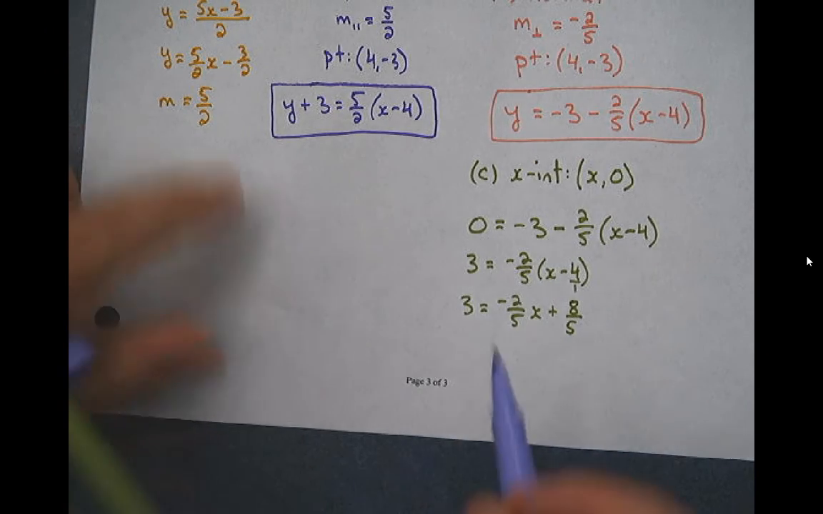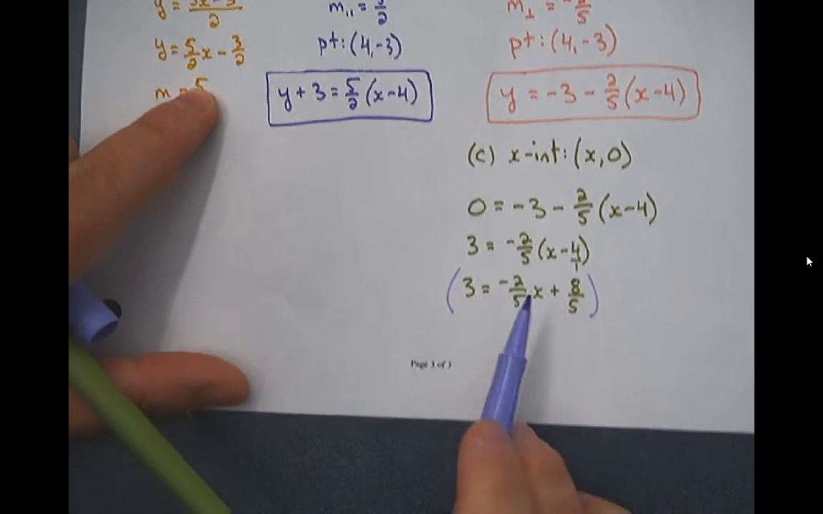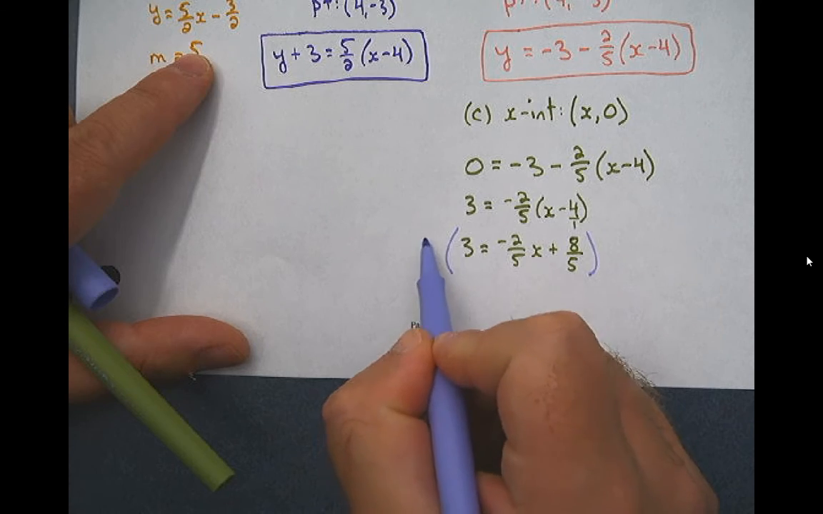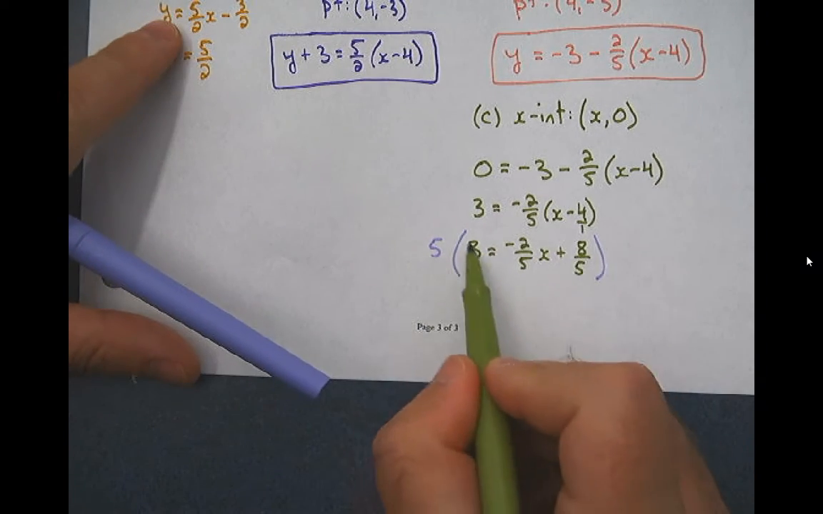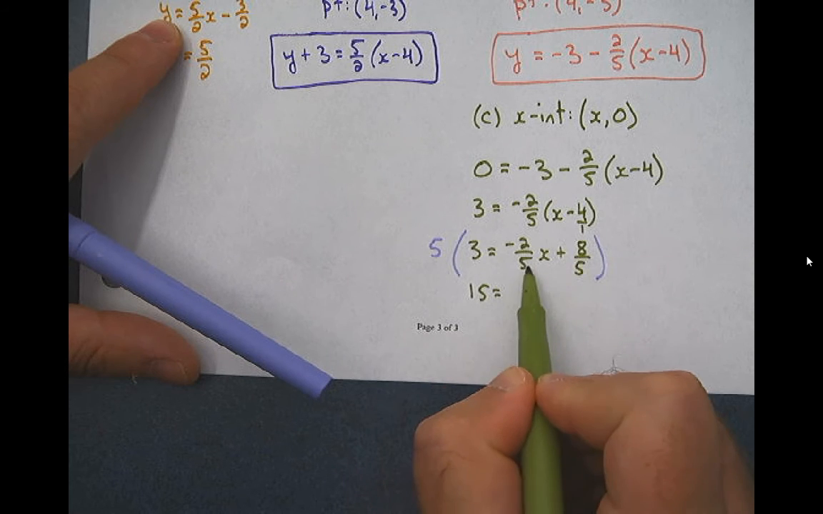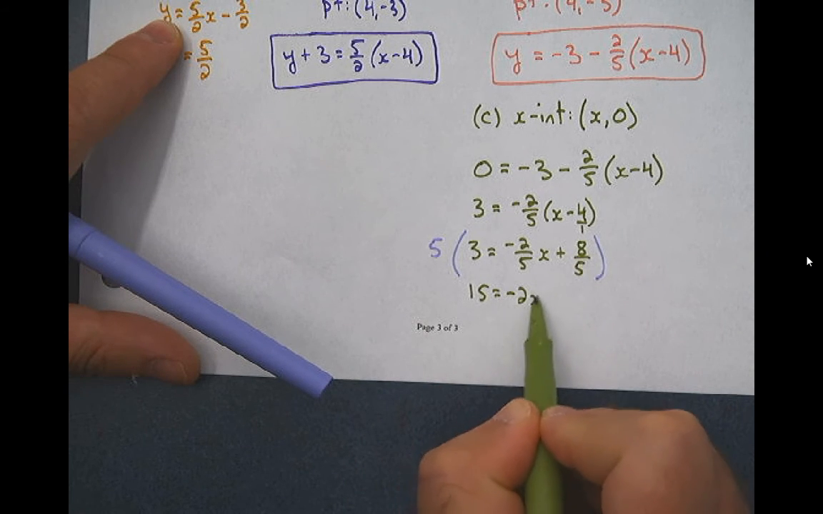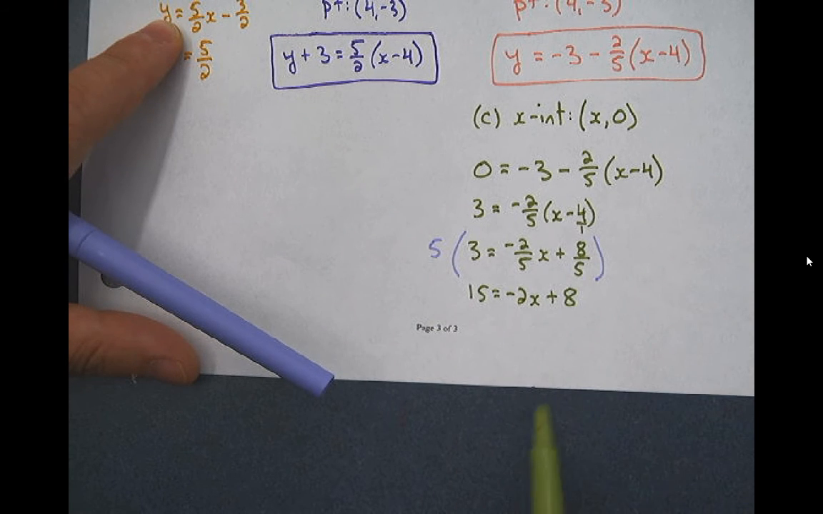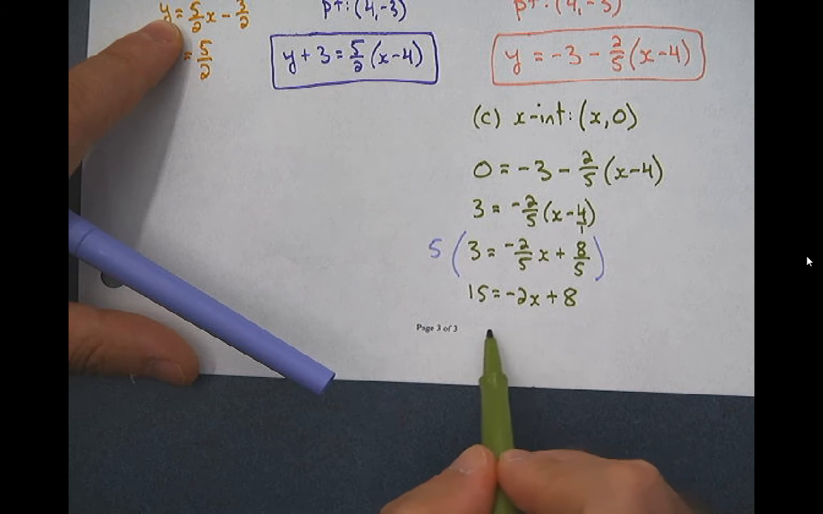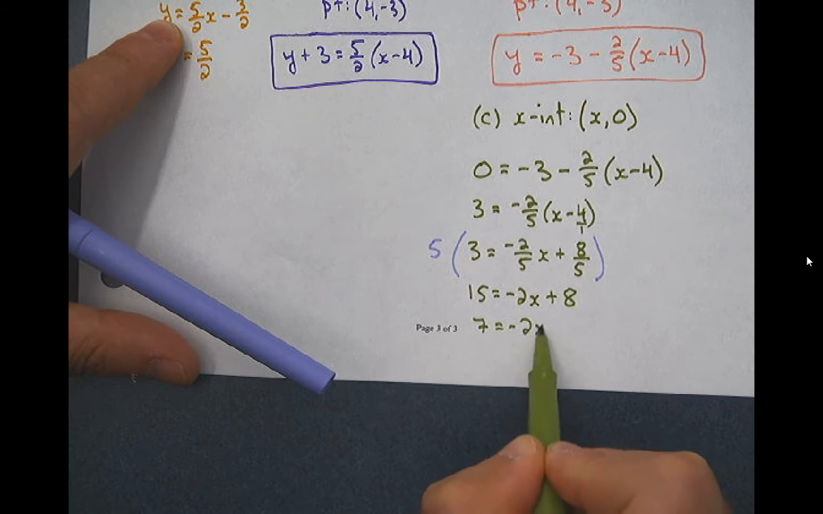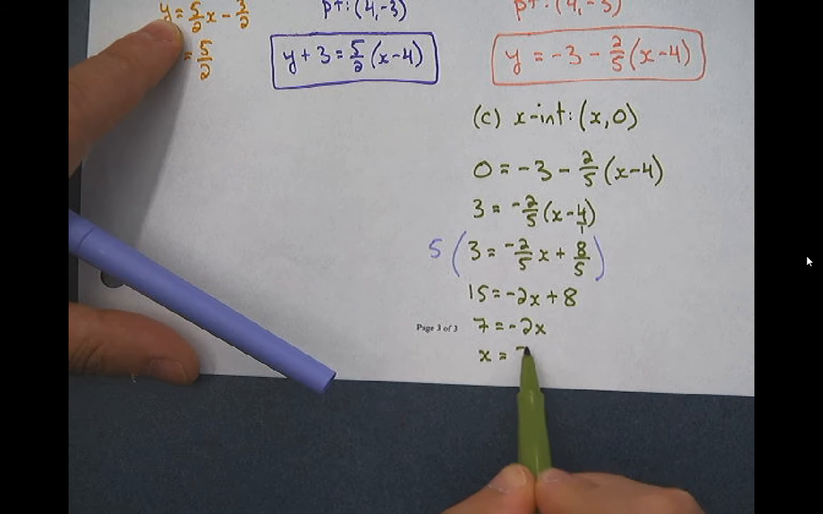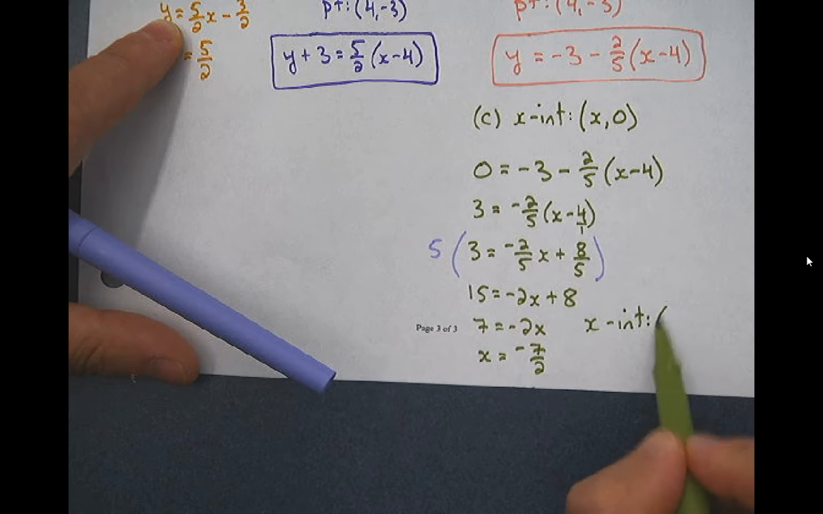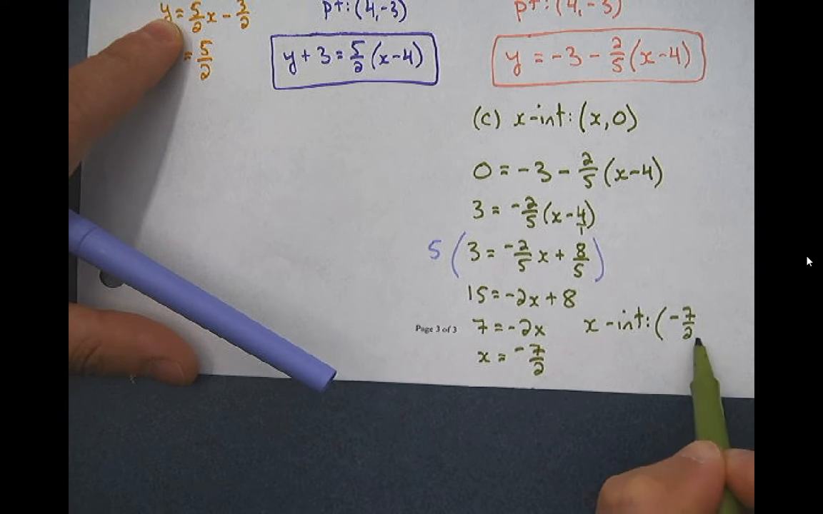So from here, I'm going to clear these fractions. So what could I times by that would kill off a divide by 5 and a divide by 5? Well, I could times by 5. So I would have 5 times 3 is 15. 5 divided by 5 is 1 times negative 2. 5 divided by 5 is 1 times 8 is 8. Now I'm going to keep moving. Move the 8 over, so that would be 7 equals negative 2x, and then x equals negative 7 over 2. So my x-intercept would be negative 7 over 2, comma 0.